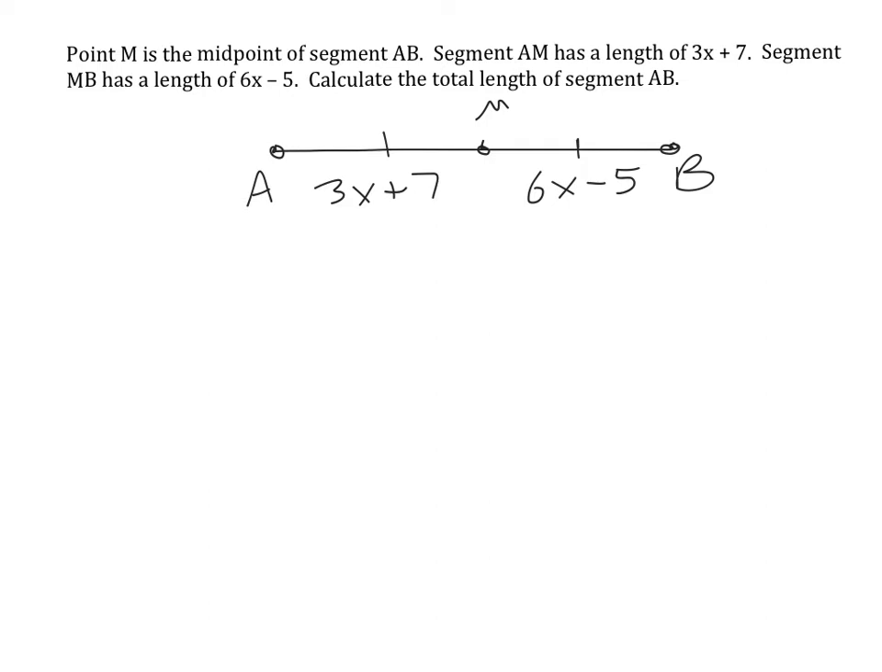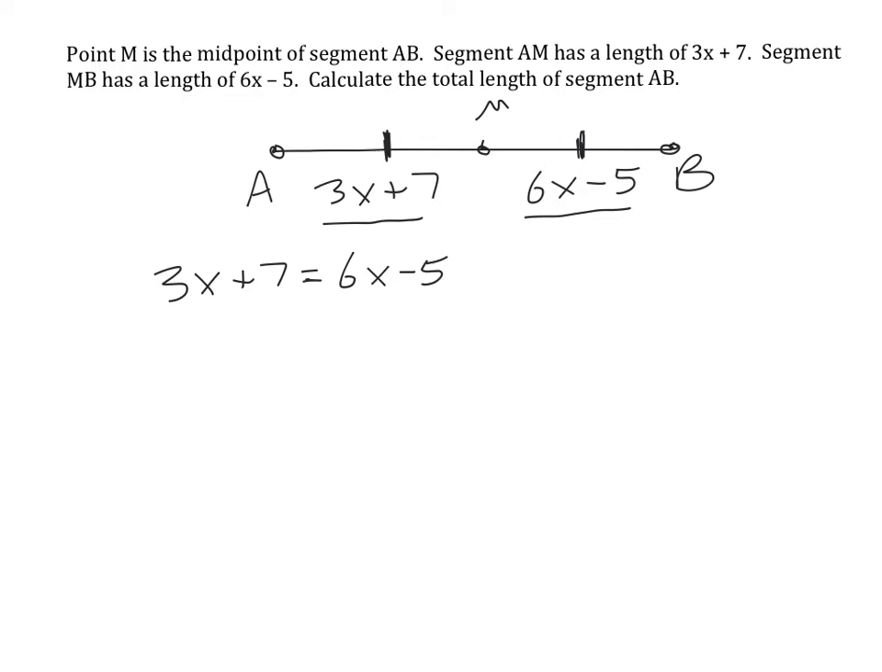So in this case, we know that this segment here is congruent to this segment here, these lengths. And we know this is the length of segment AM, and this is the length of segment MB. So we can write an equation that says 3x plus 7 equals 6x minus 5. And even at this point, you might not know what your end goal is, but we can just start by writing this because we know it's true. And we have an equation here with one unknown. We should be able to solve for this.